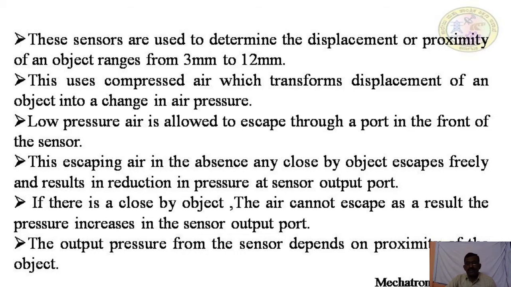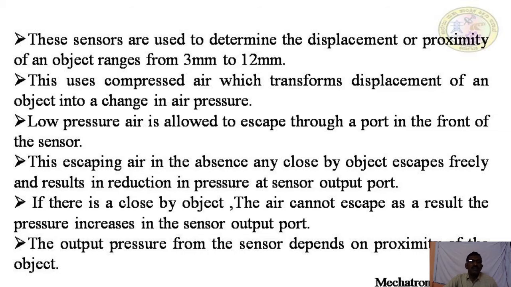The purpose of using this pneumatic sensor is to measure the displacement, which is in terms of proximity of an object. So small critical distances moved by the object can be measured by this kind of pneumatic sensor. The range is from 3 mm to 12 mm.